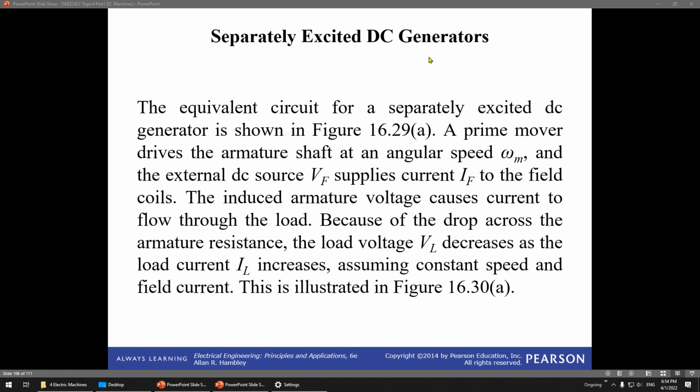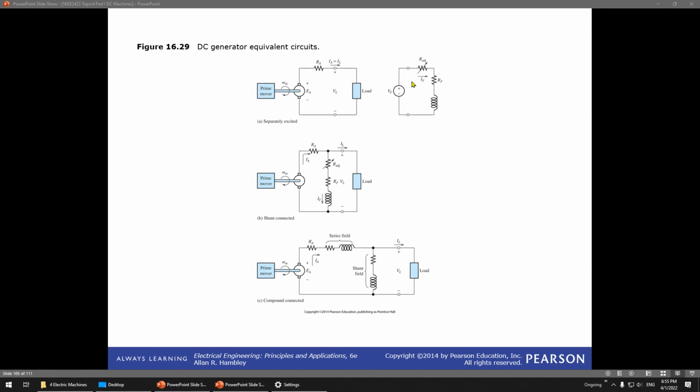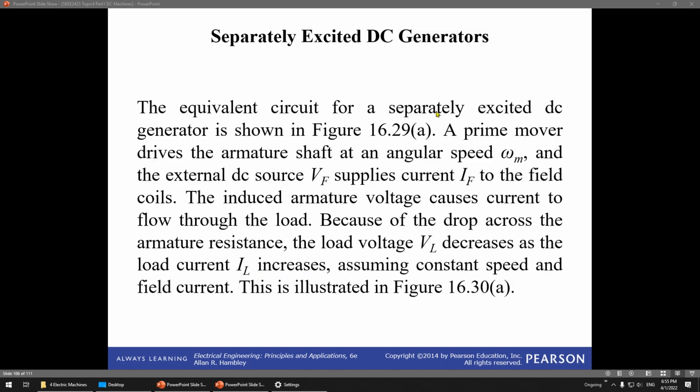Separately excited DC generator. The equivalent circuit for the separately excited DC generator is shown here. The prime mover drives the armature shaft at angular speed Wm, and you have to have an external DC source. You need an additional source to produce the field. It supplies current IF to the field coil. The induced armature voltage causes current to flow through the load.